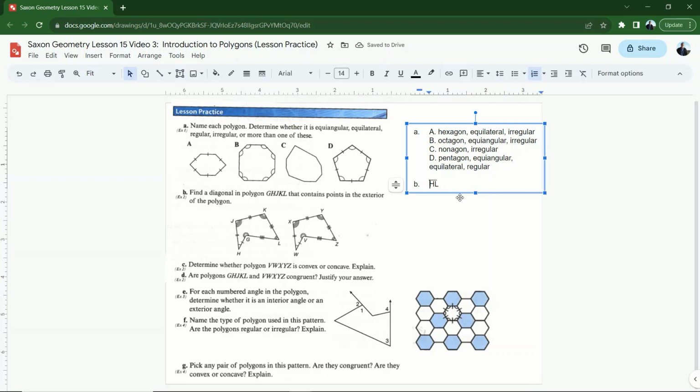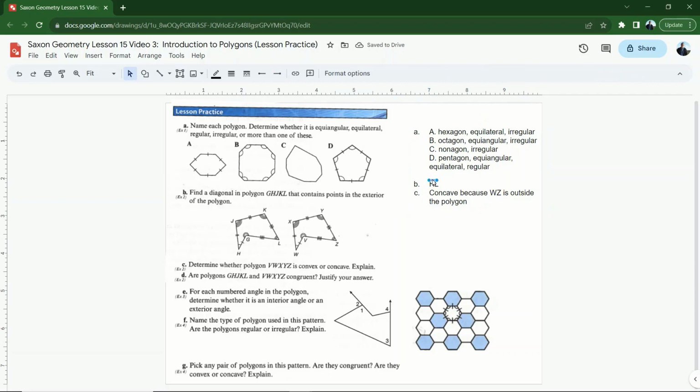Wow, we're already on letter C. Determine whether polygon VWXYZ is convex or concave. Explain. Well, it's obviously concave because WZ, the diagonal, is outside the polygon. Oh, actually, I could do this. I'll be true to form here, and I'll put a diagonal, a line segment marker above WZ as well.